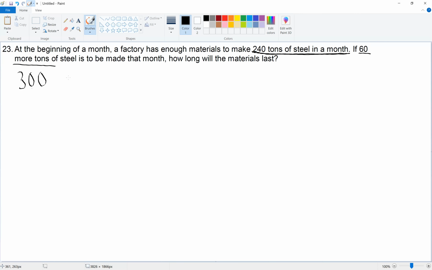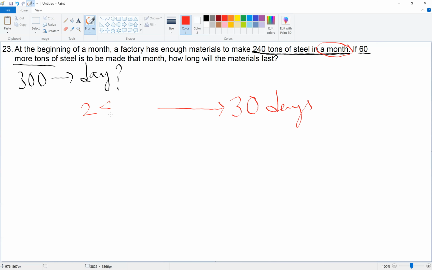Yeah. Takes how long? Meaning how many days? So first, what is the question? Day or steel? Time, like day. So I'm going to assume a month is 30 days. And this is 240. Correct? Yeah. So 240 tons is consumed or used in 30 days. If I have only 1 ton of steel, how many days will it take to finish it?